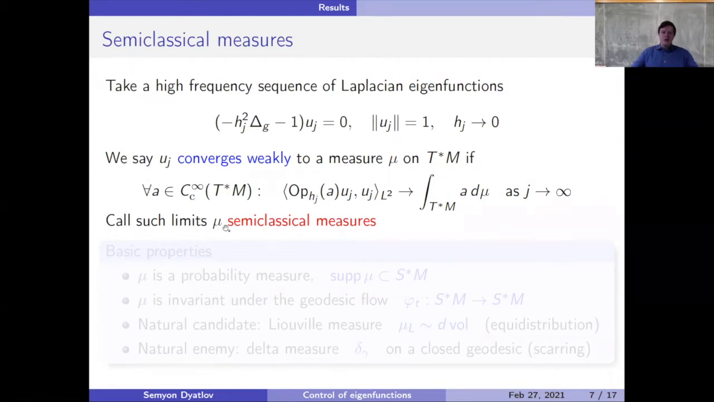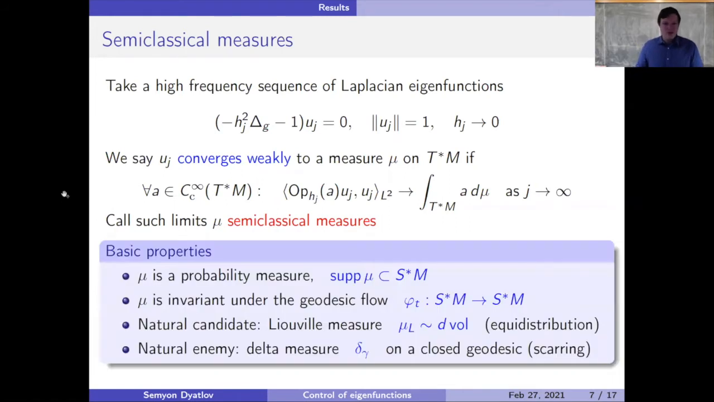And in some sense, if you know all of these limits, so limits of all high frequency sequences of eigenfunctions, then you know all possible ways in which eigenfunctions can concentrate, again in a macroscopic sense, in the high energy limit. So it's certainly worth studying. Here are some basic properties of that. First of all, each of these semiclassical limits turns out to be a probability measure. That's just related to the fact that we L2 normalized our functions.